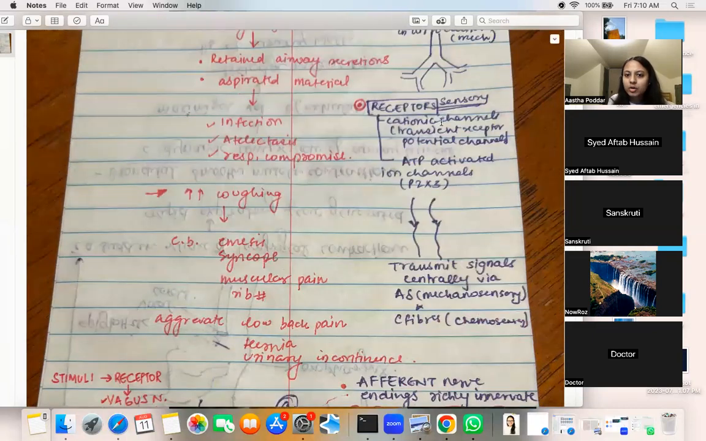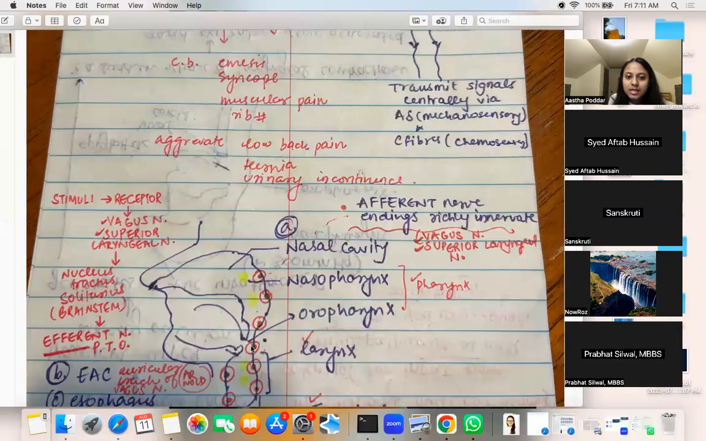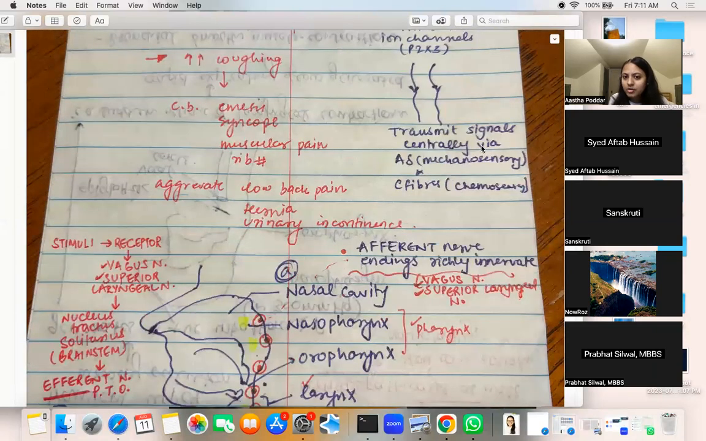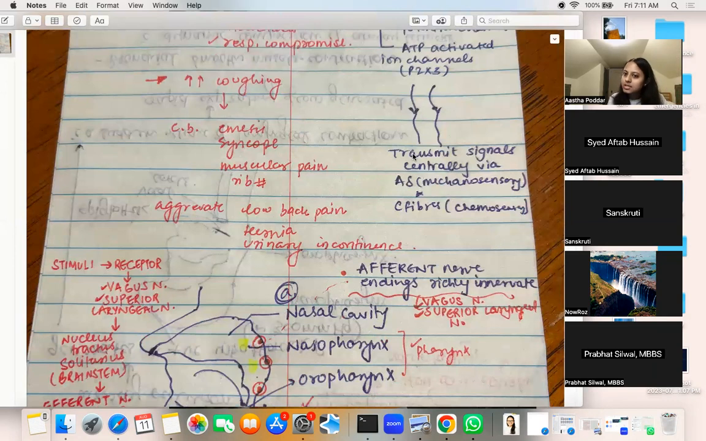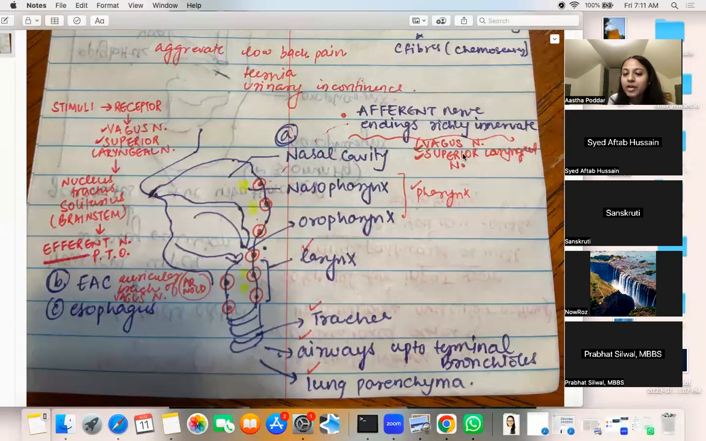There are mechanosensory and chemosensory receptors. So there are sensory receptors, first of all, and the sensory receptors are of two types. One is the cationic channels, which are basically transient receptor potential channels. The second is the ATP-activated ion channels, which are also called P2X3. These two channels work as receptors, they are stimulated, and then afferent nerves come into play. Transient signals are transmitted. Signals go to the brain, from the brain the signals come to the muscles, and then the full cough reflex is initiated. So you have receptors, and then you have afferent nerve endings.